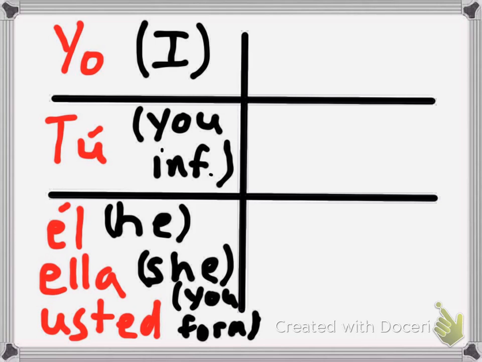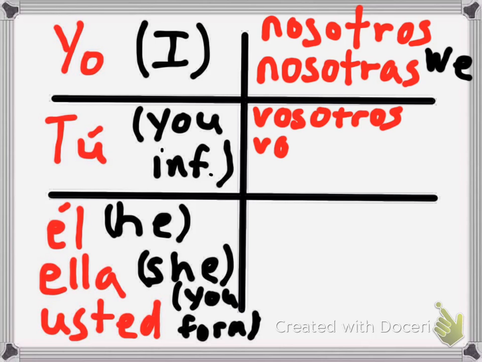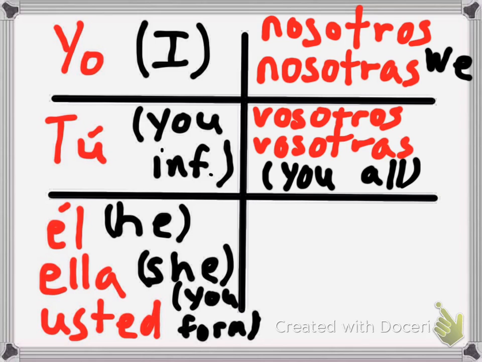This is what your chart should look like. We've already got it halfway filled in. Now we're going to put in the rest. So top right, we're going to have nosotros and nosotras, masculine, feminine, and those both mean we. Moving down, we have vosotros, vosotras. Those both mean you all, only used in Spain. I'm not going to test you too heavily on this. I just want you to have some understanding of it.